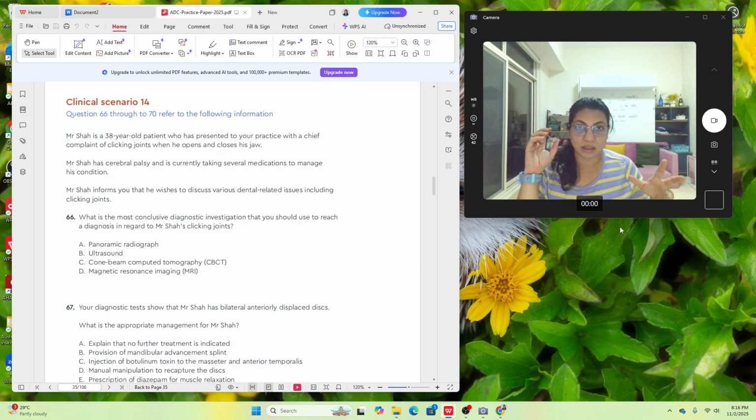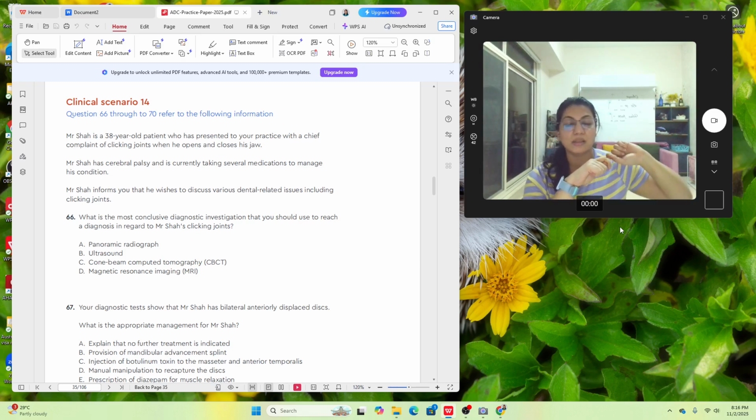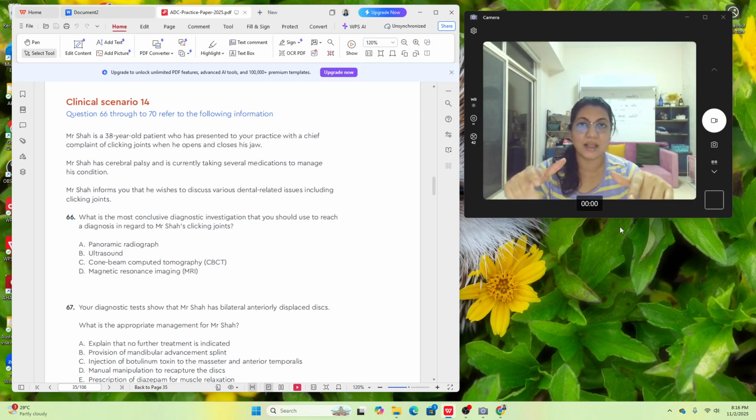In without reduction, the disc continues to stay anteriorly to the condyle and the condyle cannot move over the disc, and so there is limited mouth opening, which is called a locked jaw. And that also can naturally resolve itself because the retrodiscal tissue can become like a disc and then the condyle can again move ahead. So 99% of the time the questions asked in the ADC would be anterior displacement of the disc with reduction. So basically there will be a clicking sound, but there is full opening of the jaw.